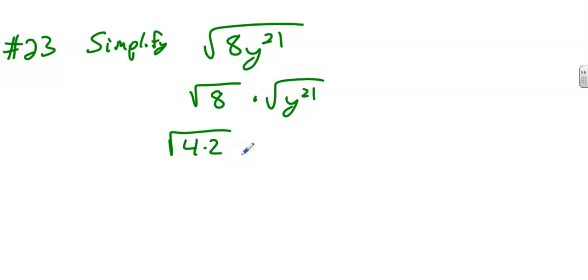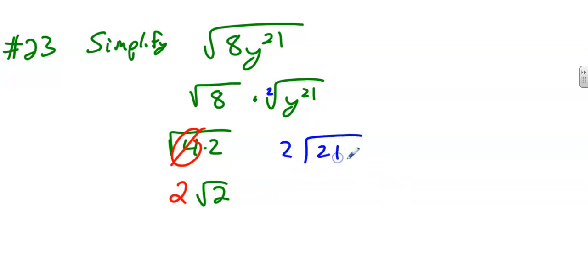It's 4 times 2. Hopefully the square root of 4 will jump out at you. So that makes that a 2. Square root of 2 is left on the inside. Okay, with y to the 21, index is 2, so we're going to divide 2 into 21. That'll go 10 times with 1 left over. So for this one, we are going to take 10 y's out, but you're still going to have 1 that's going to be left on the inside.